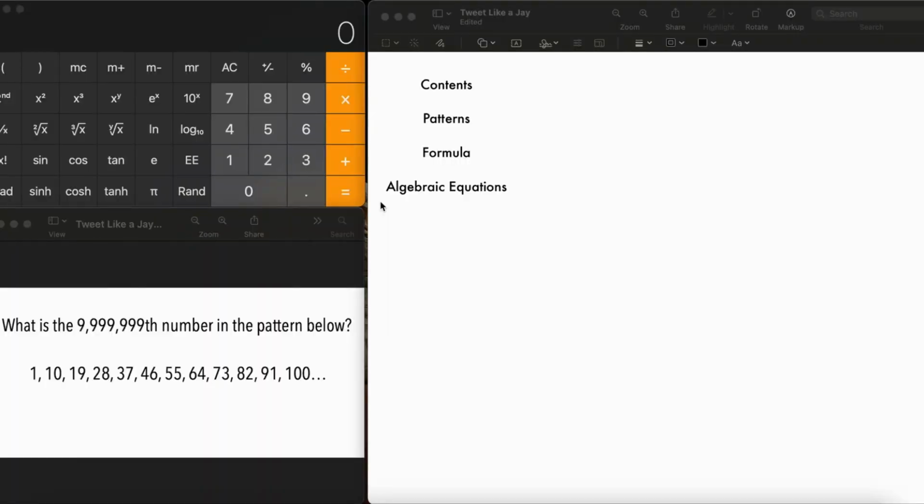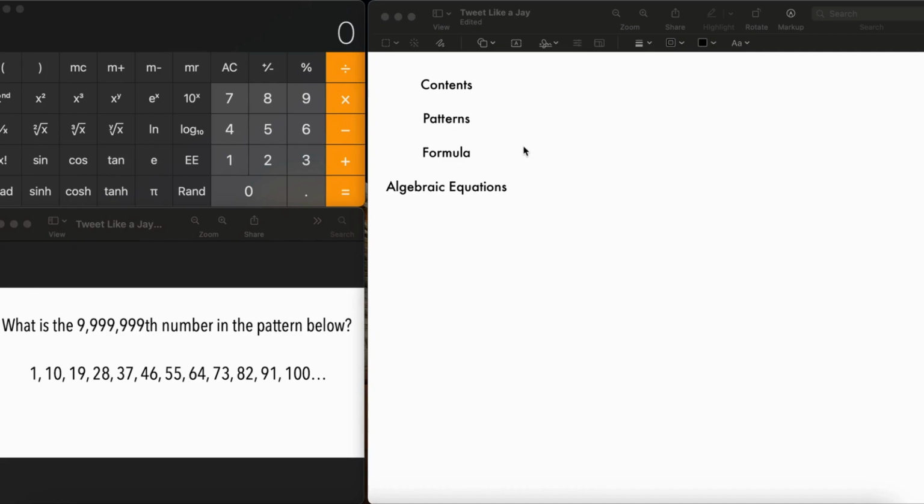Back to J Club, and today we'll be focusing on a rather peculiar question. What is the 9,999,999th number in the pattern below? So it should be 1, 10, 19, 28, 37, 46, 55, 64, 73, 82, 91, 100, and so on.